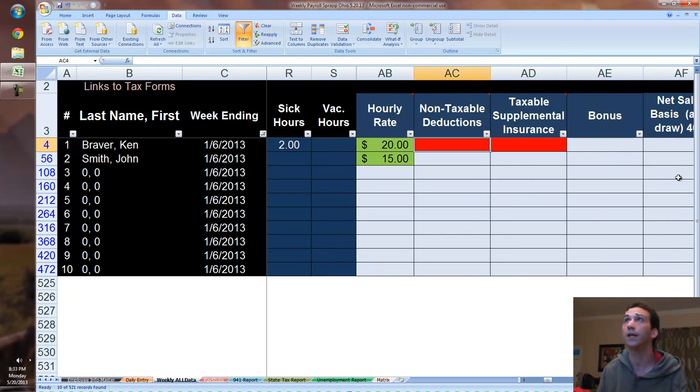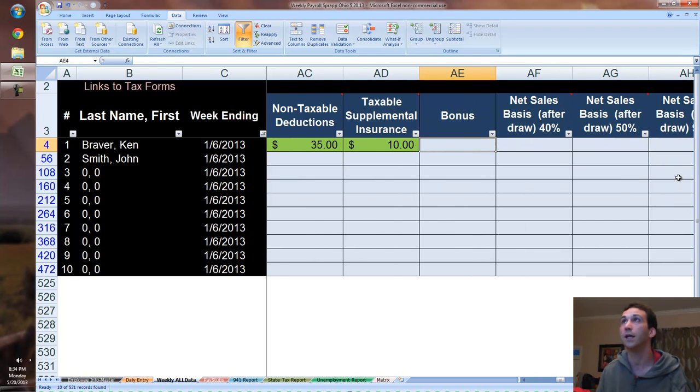Are there any non-taxable deductions for certain types of insurance, or medical, for something like that? Maybe $35 every paycheck goes toward medical. It's not taxable. Maybe there's an insurance deduction that is taxable. You'll know what's what. Let's say there's $10 there. Did I get a bonus in this period? You could type something in there if you did.